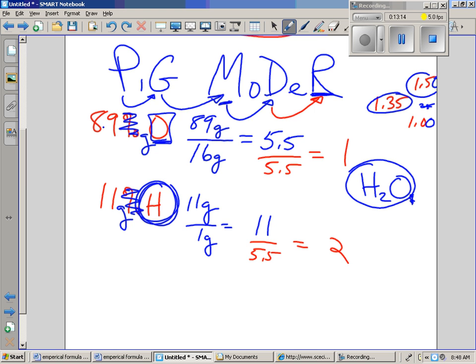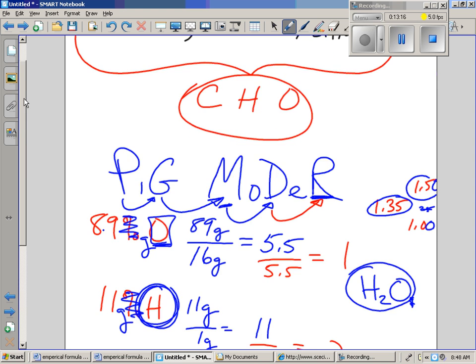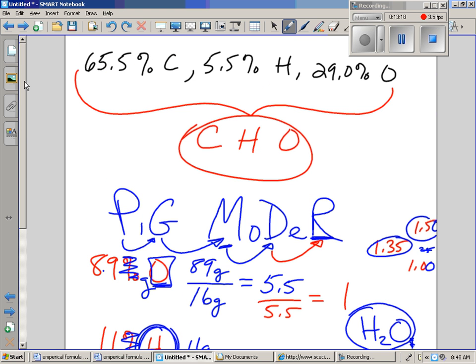I have a practice problem. I gave it to you earlier. It's right up here. Could you please try to solve this one? 65.5% carbon, 5.5% hydrogen, 29.0% oxygen. Keeping in mind that PGMDR thing: percent to grams, that's a piece of cake. Grams to moles means you're dividing by the weight on the periodic table. Then you divide by the lowest number of moles, and then you round.